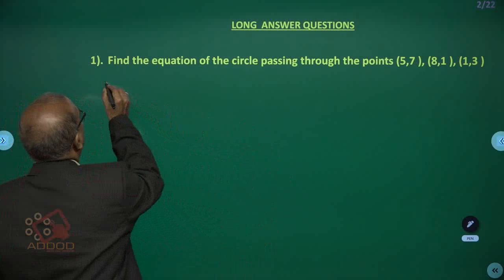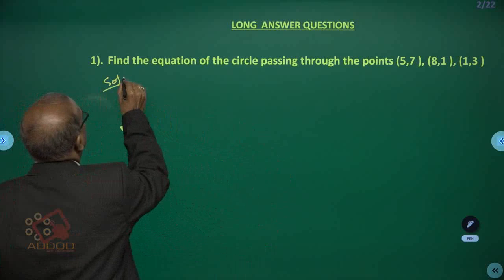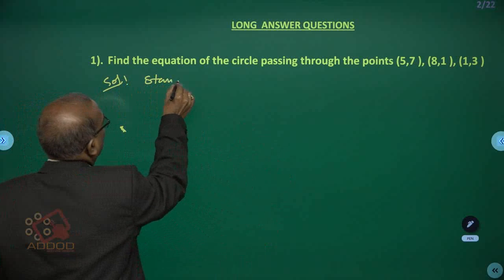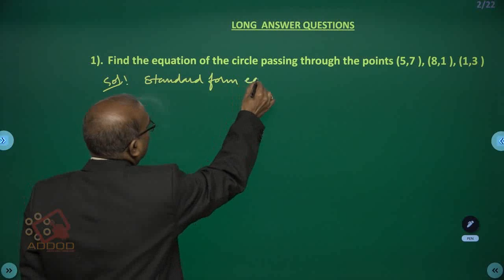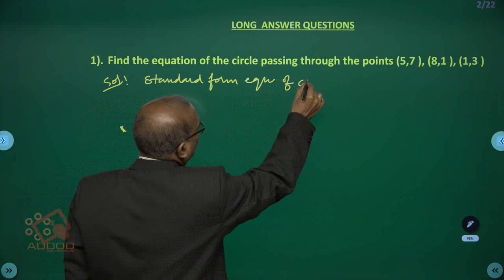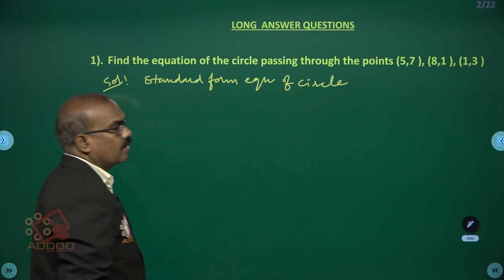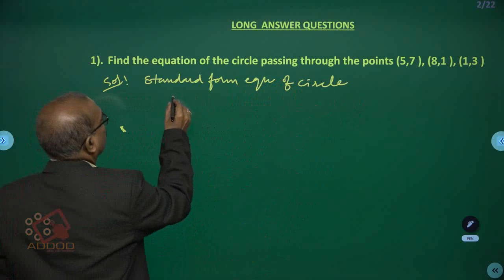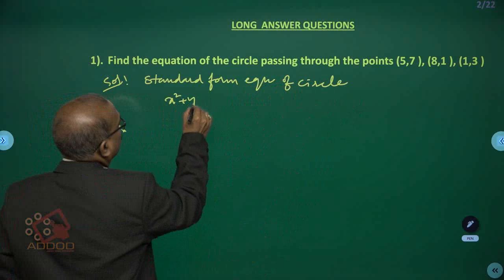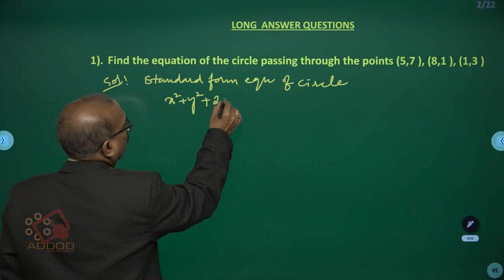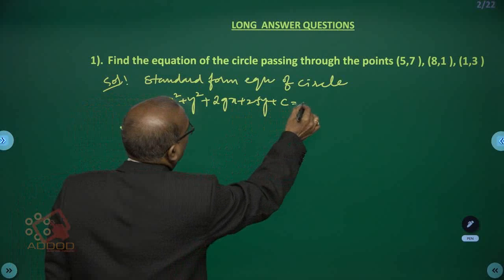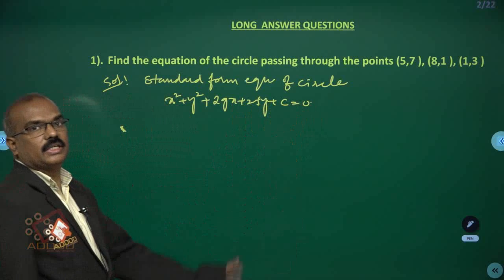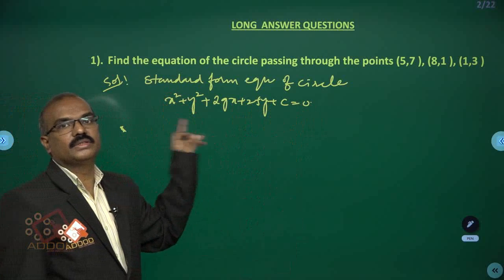The standard form of the equation of a circle is x square plus y square plus 2gx plus 2fy plus c is equal to 0. It is the standard equation of the circle.